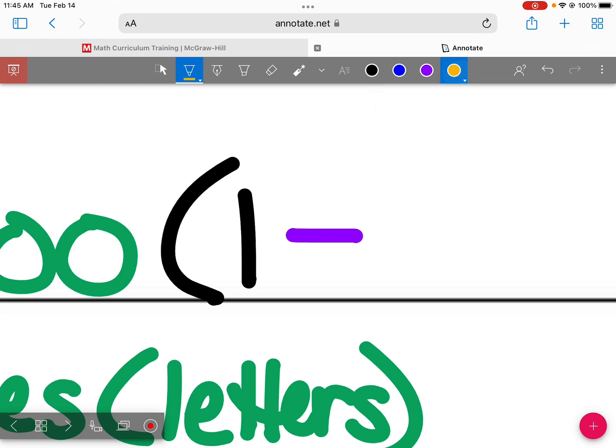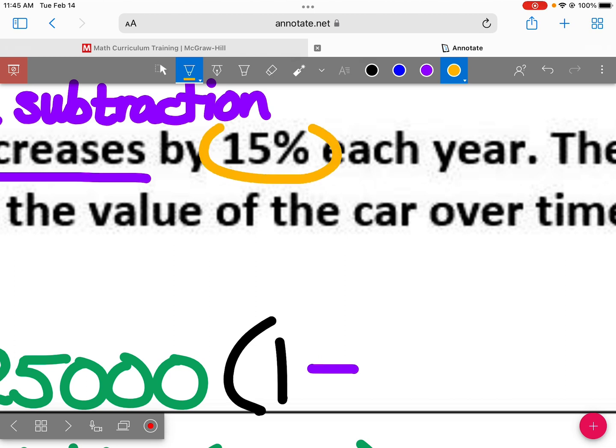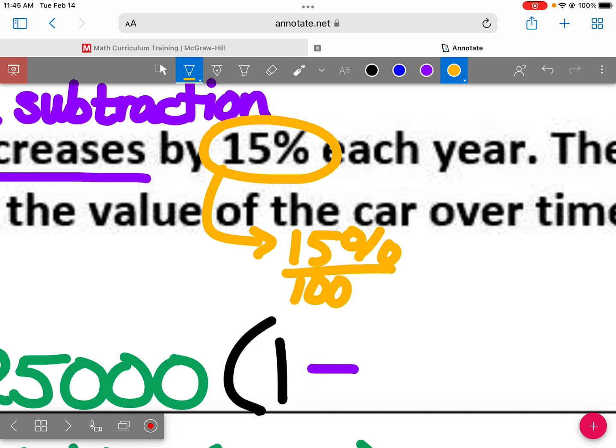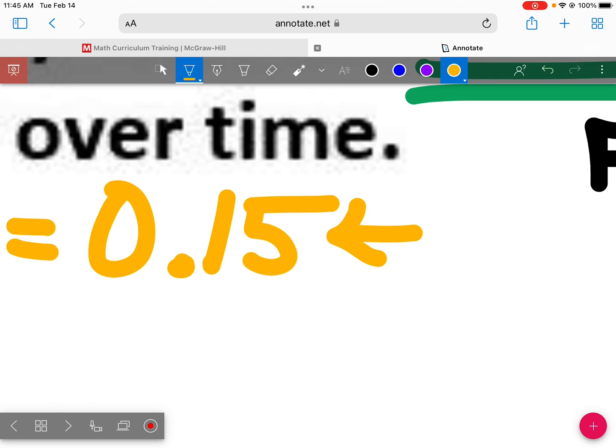What would I put after the minus? 0.15. We take this 15% right here. We divide it by 100%. That makes my percent signs cancel out. We get 0.15. There's our value for R.